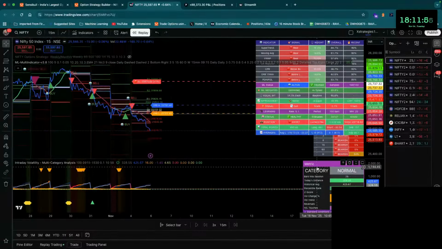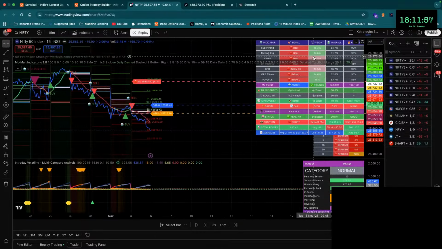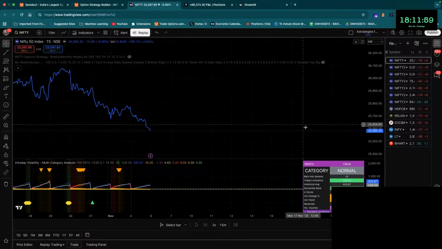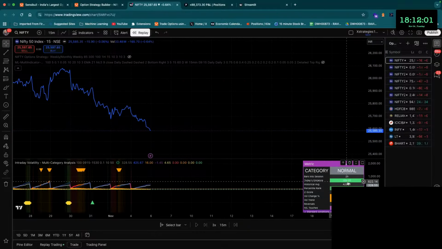You get to see multiple things here, so let me talk about them. This is basically today's distance, how much distance it traveled, and the number of candles, 25 bars rather, and then what is the historic average? The historic average is this one. And what is the percentile rank? This basically goes from 1 to 99 percentile. Obviously, a higher percentile means higher volatility.